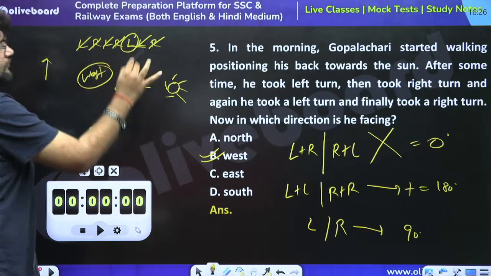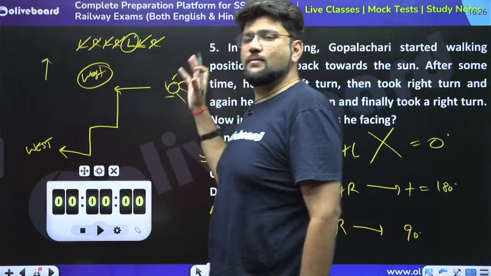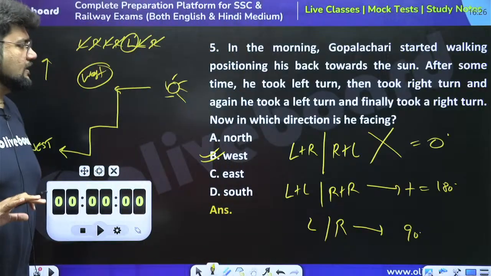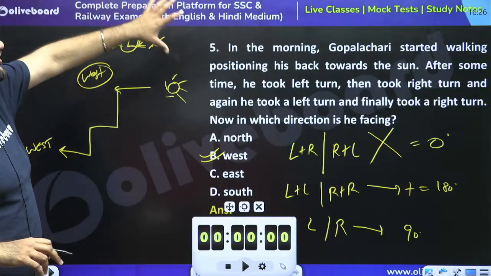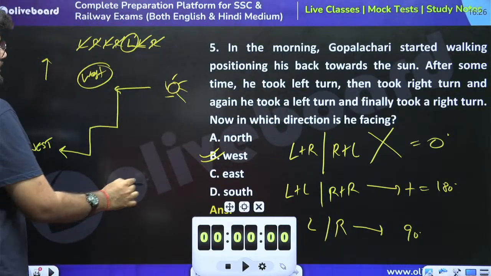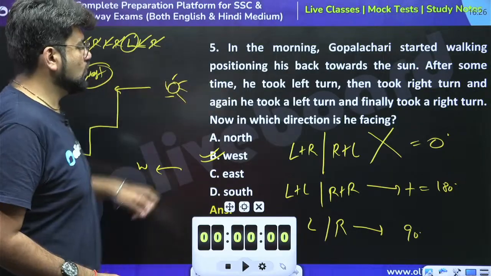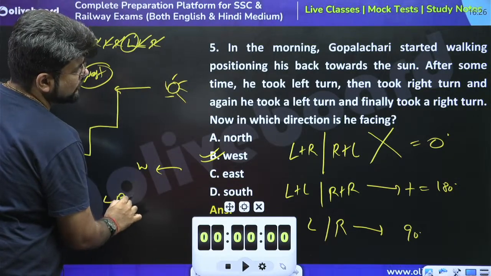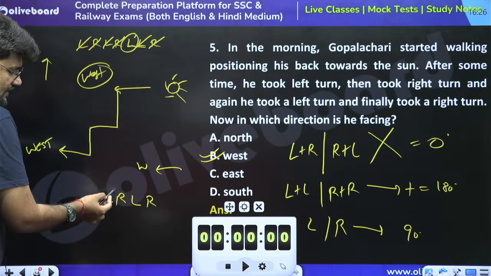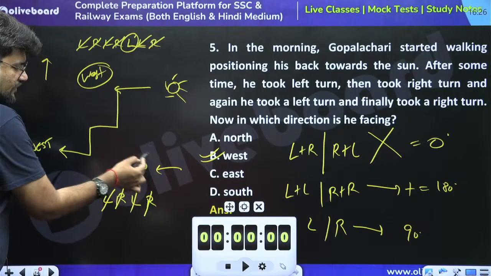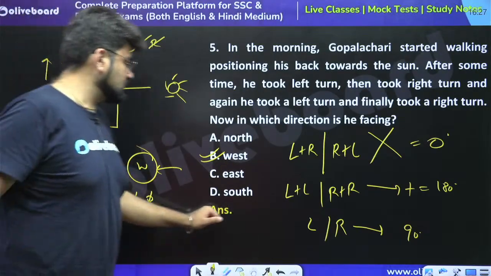These kind of questions, if only left-right movement is mentioned and the distance is not important, then you may avoid making the figure. So in this case, Gopalachari started walking, positioning his back towards the sun. That means he started in the west. He is now facing in the west. Now he took a left turn, then a right turn, then a left turn, finally a right turn. So what is exactly happening? Left, right, cancel, left, right, cancel. Where is he facing? He is still facing the west only. Got it?